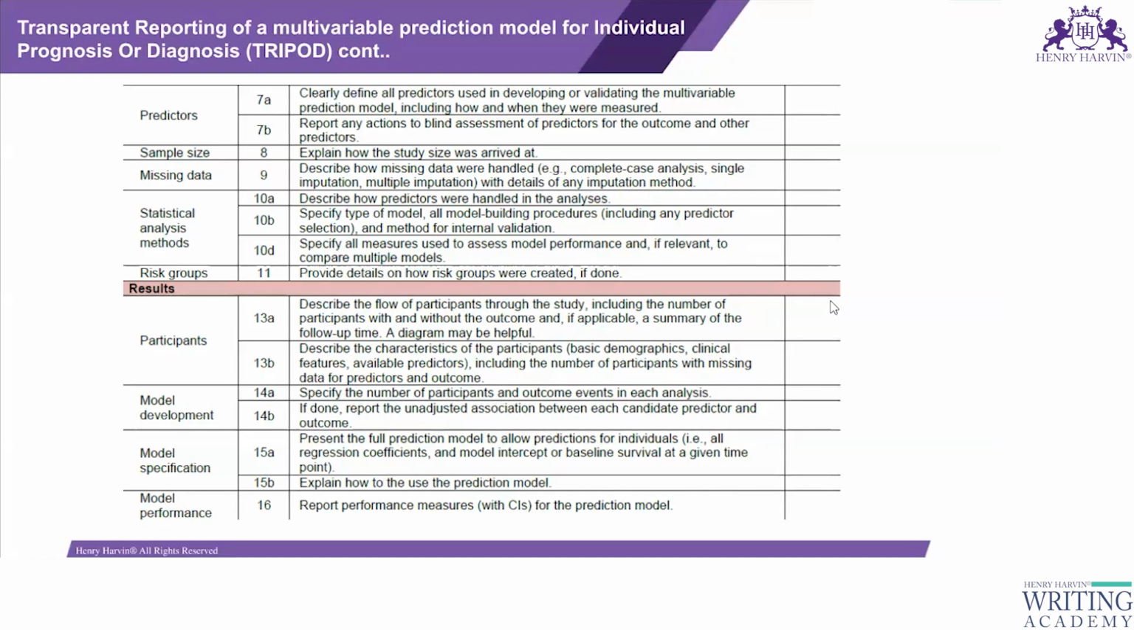Then you have to write about the results. In the results, first you have to describe the flow of participants, as we describe in other studies, like in CONSORT, in the same way. Then how the model is developed. You have to specify the number of participants and the outcome events in each analysis. Then the model specification: present the full description of the model to allow the prediction for individuals. All of this is calculated statistically. Then what is the model performance and how it is predicted, about that also you have to mention.